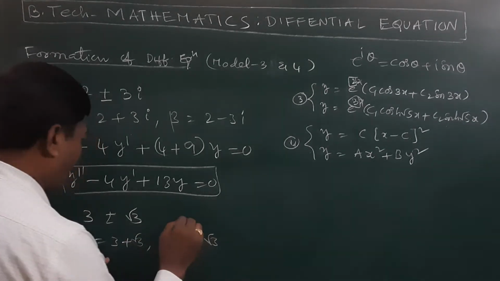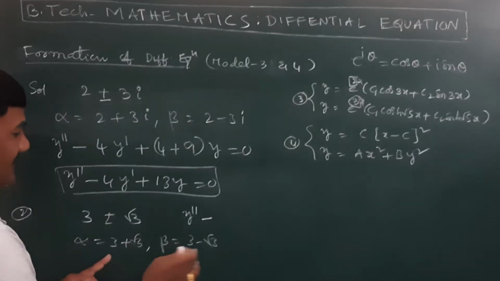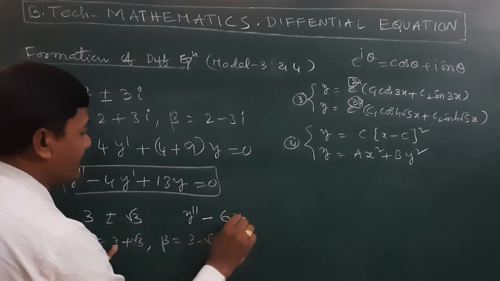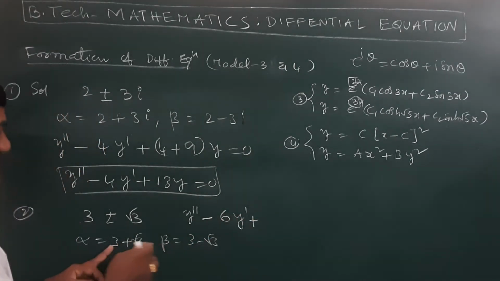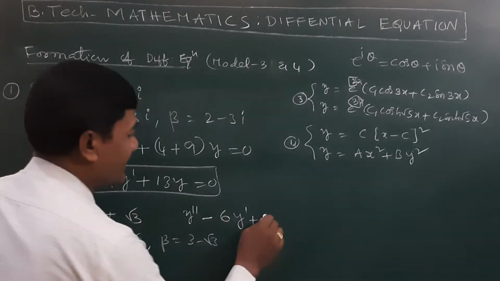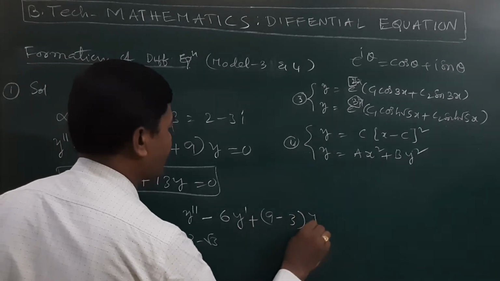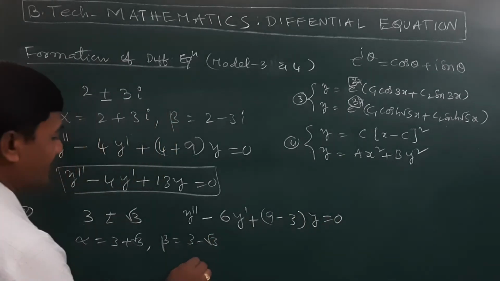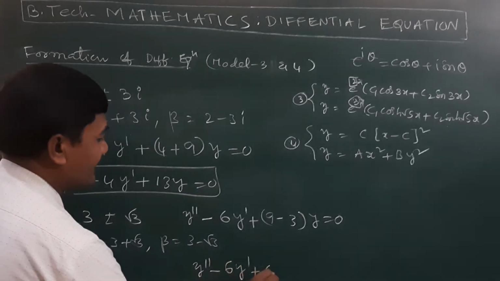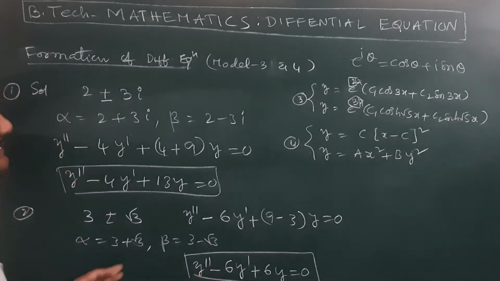Therefore the equation is y double dash minus the sum of roots. The sum of roots is 6, so 6y dash, plus the product of roots. What is the product of roots? (a plus b) and (a minus b): a square means 9, b square means 3, so 6y is equal to 0. That is y double dash minus 6y dash plus 6y is equal to 0, the required differential equation.